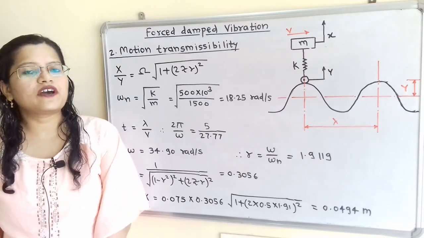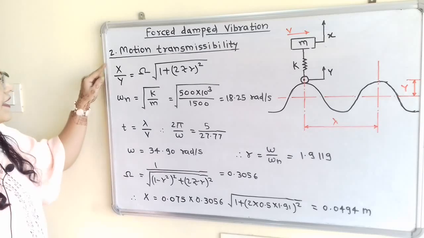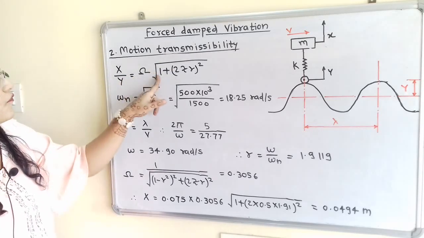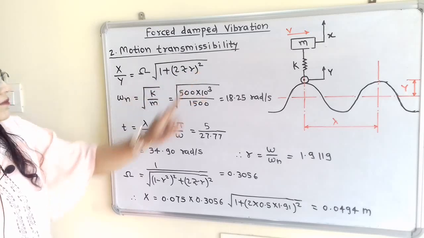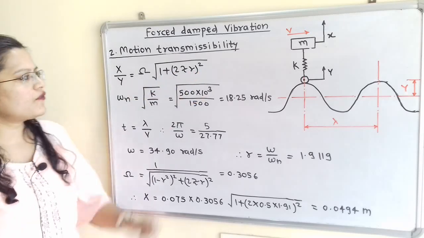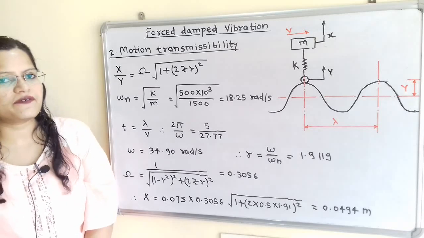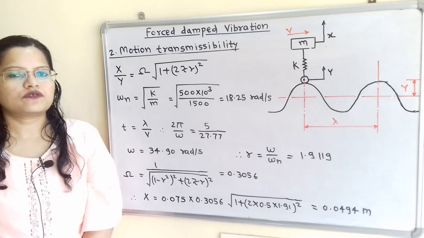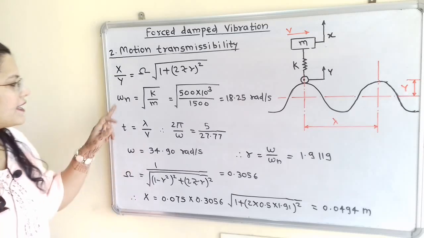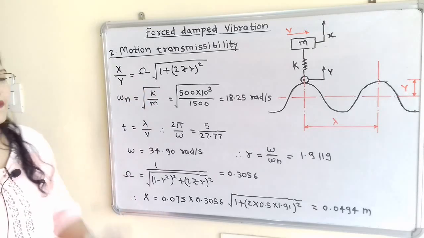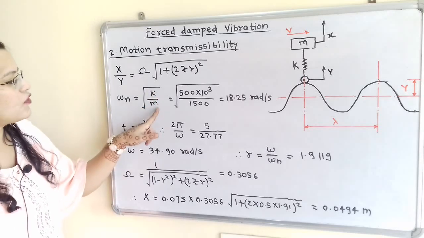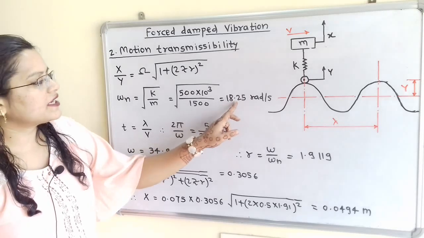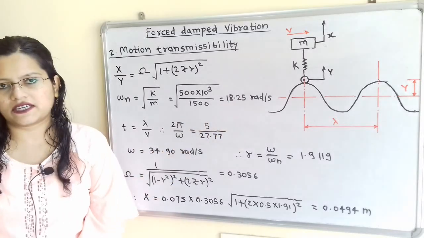We have the formula for motion transmissibility. X by y is equal to the magnification factor, that is, under root of 1 plus (2 zeta r) whole square. Now we first have to find r, the frequency ratio, which is equal to omega by omega n. First we will calculate omega n, which is equal to under root of k by m. The values of k and m are mentioned in the question. So omega n is equal to 18.25 radians per second.